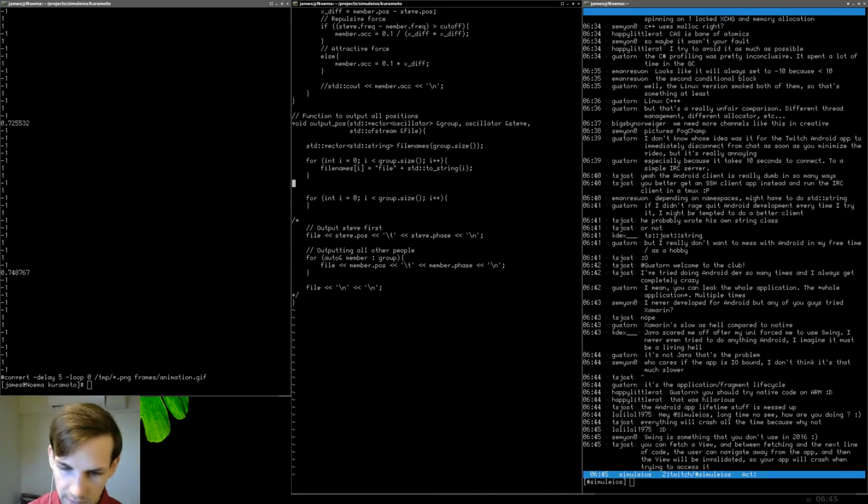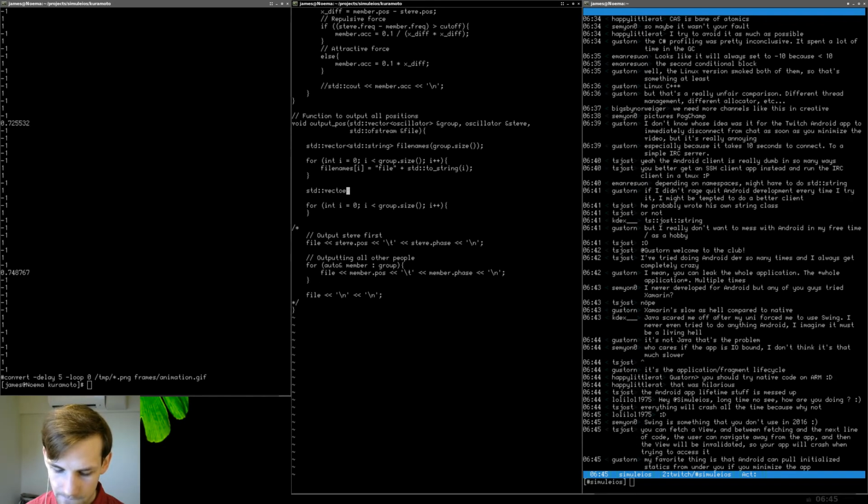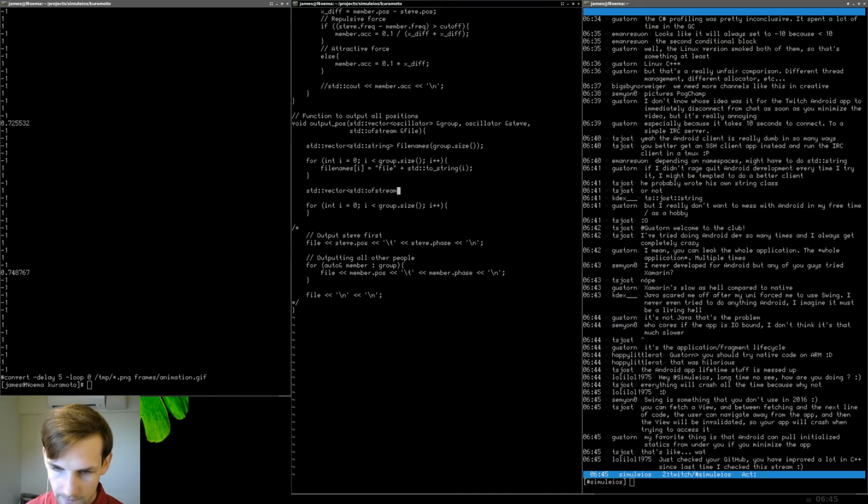Okay, so what we need to do then is we need to say std::vector, and there's more efficient ways to do this, guys, I know. std::ofstream, and I guess we'll do output files are going to be equal to a vector of size group.size.